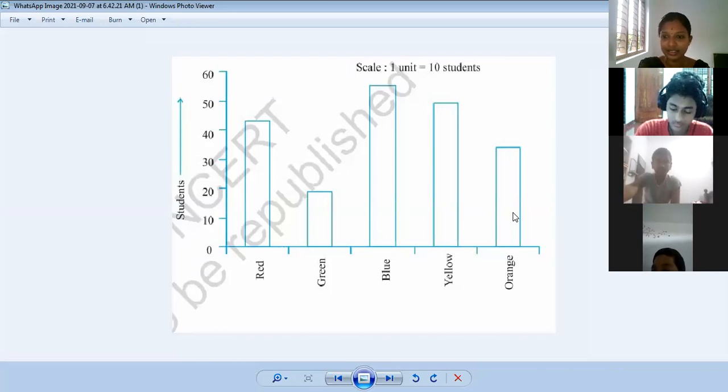Then according to these numbers, we have to choose our scale. Which is the scale we have chosen here? 1 unit is equal to 10 students. What is the reason for choosing 1 unit is equal to 10 students?